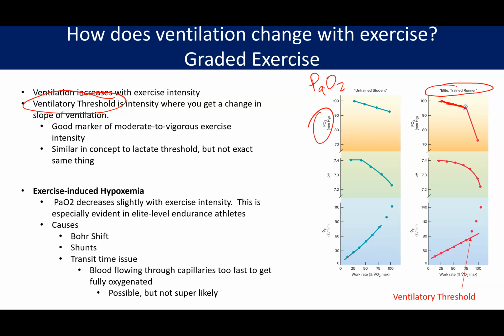But then when they get to a point right around here, somewhere around 75% of VO2 max for this person, they desaturate. They're not getting a high pressure of oxygen into the lungs, or through the lungs into the blood. This is called exercise-induced hypoxemia.